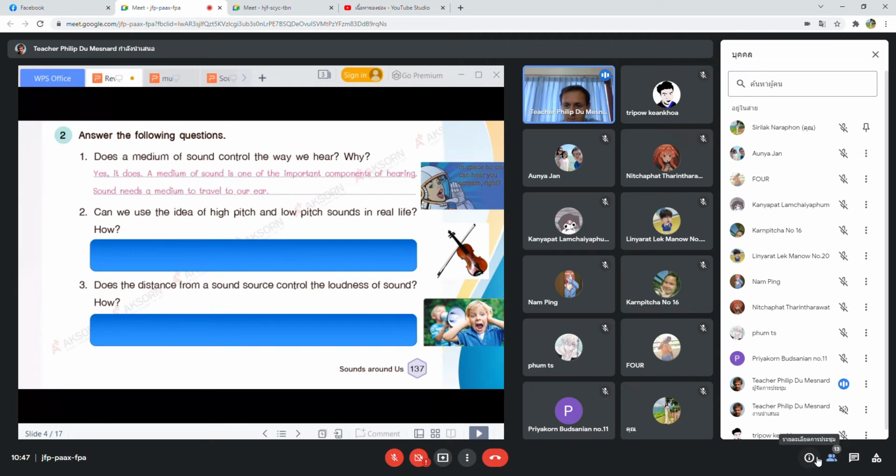So let's see if I can find a student who can answer this. Maybe I'll ask Nam Ping. Number 17, Nam Ping. Do you see the picture? And why is the pitch important? How do we use it in our lives? This is a violin. Okay, let's use another student.